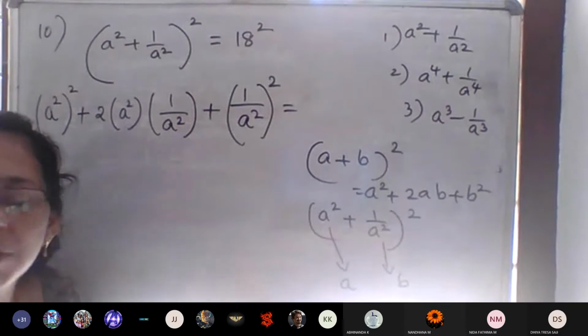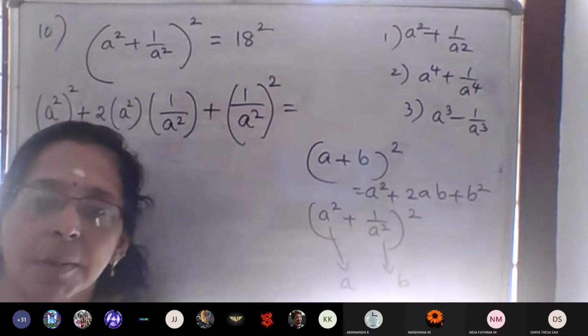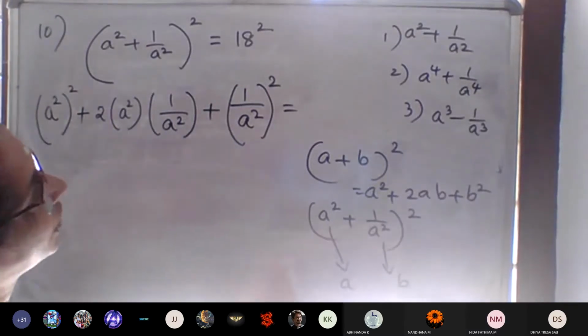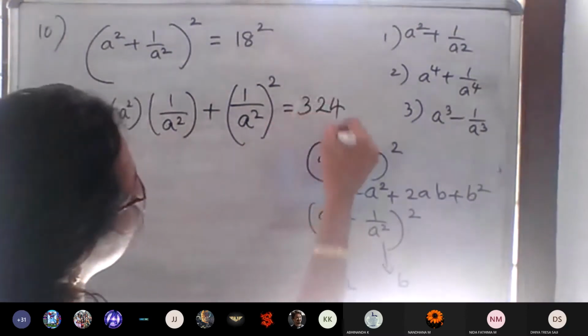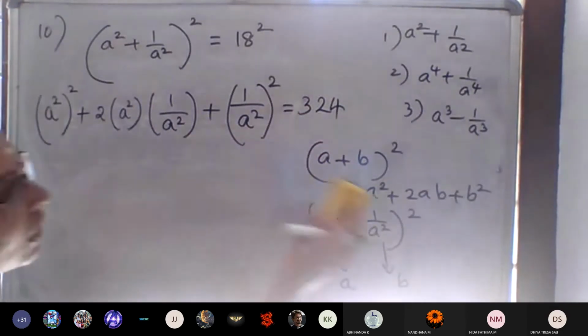In our question number 10, look at that, nothing is there. a plus 1 by a, so 18 square is 324. Can I rub this working column?